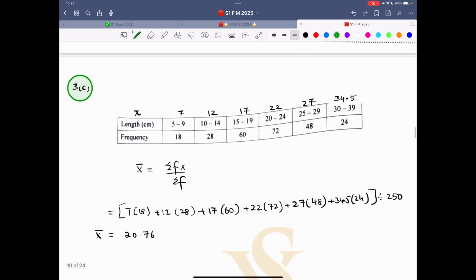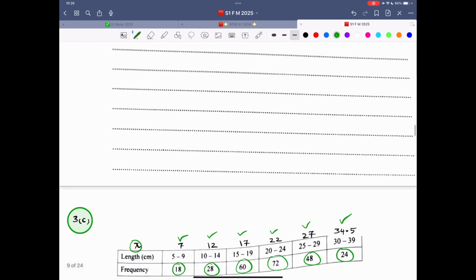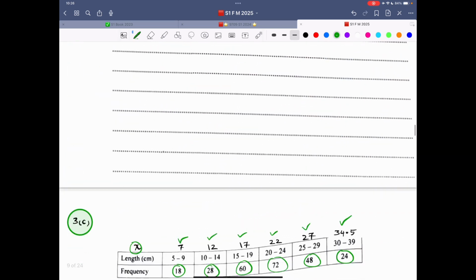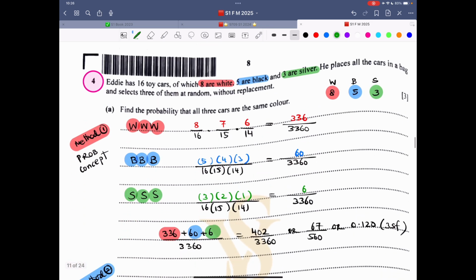So now over here, I have used the mid value x, that is 7, 12, 17, 22, 27, 34.5. And over here, you multiply it with the corresponding frequencies and add it up. This is the frequency distribution. That is the working. That is the answer. And unless they say otherwise, they have not specified anything, so I should write x bar as 20.8, correct to 3 significant figures. Check for any calculation mistakes or something like that.